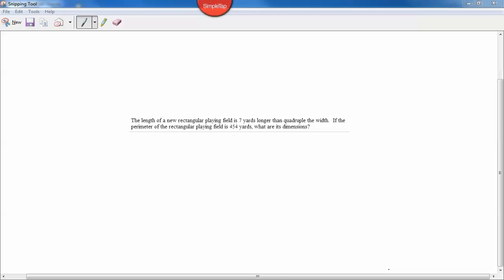Now let's take a look at this word problem. The length of a new rectangular playing field is 7 yards longer than quadruple the width. If the perimeter of the rectangular playing field is 454 yards, what are its dimensions?